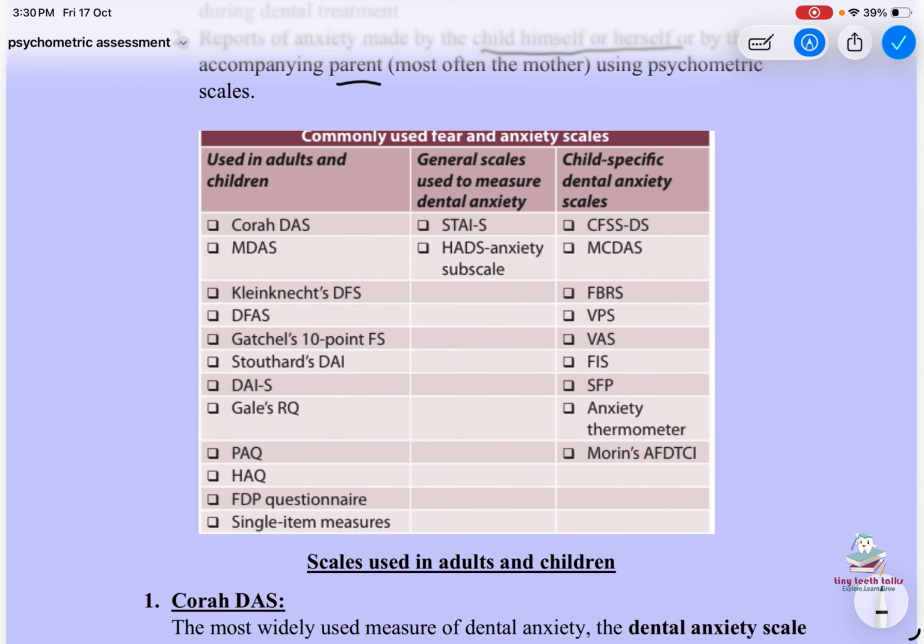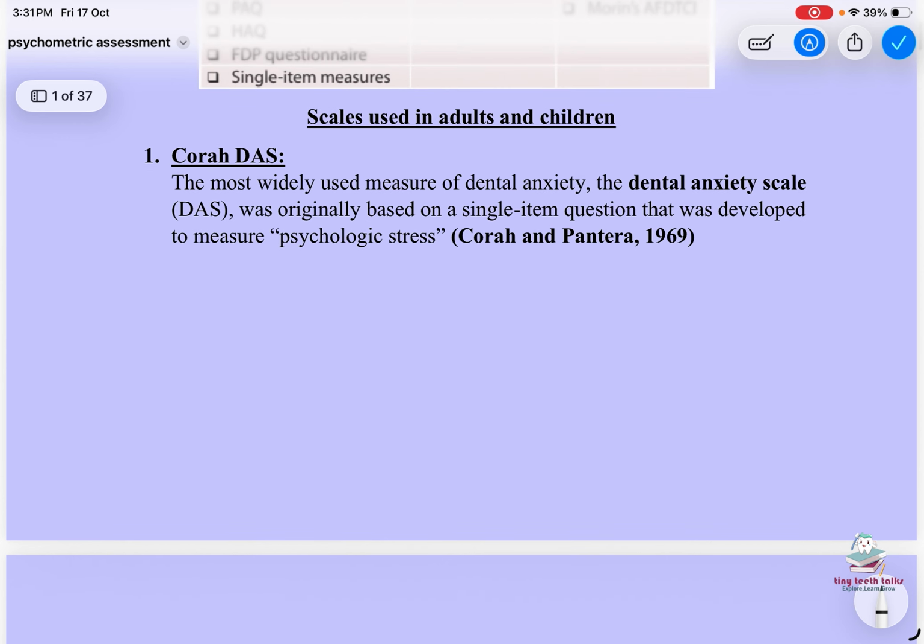So these are the commonly used fear and anxiety scales, and this is an image given in your textbook, dividing them into three categories, but they didn't explain all the scales written in this table. In my videos, I will cover all these scales, plus I will also discuss recent advances. So let's start with the scales used in adults and children.